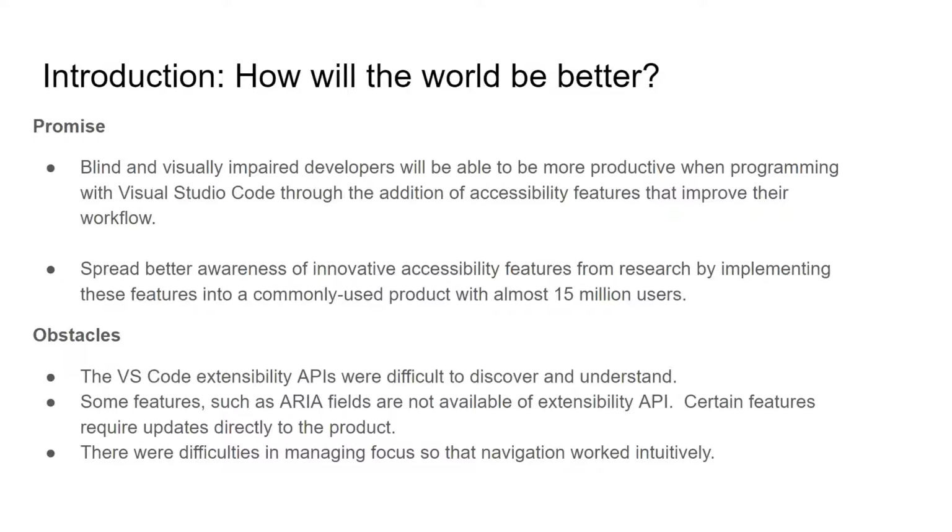Some of the obstacles we faced while doing this project: the extensibility APIs are kind of difficult to discover and understand, so that took quite a bit of work to get right. And some of the features just aren't exposed, like we couldn't set ARIA labels on various elements, so we had to figure out what compromises we could make with the APIs we had. And also just a lot of the tuning around the UX of getting the navigation and the exact wording of the screen reader was pretty difficult.